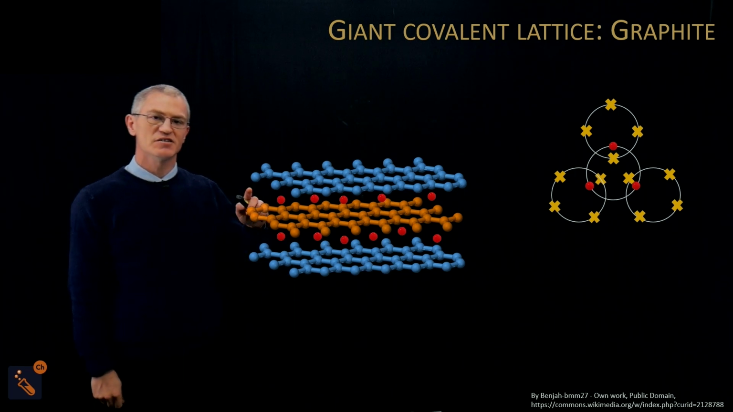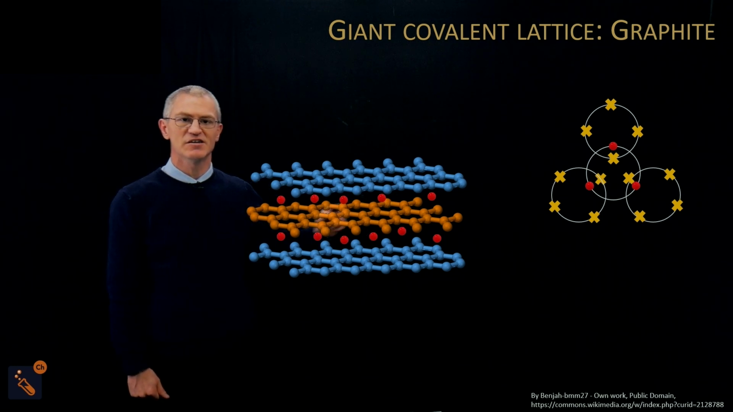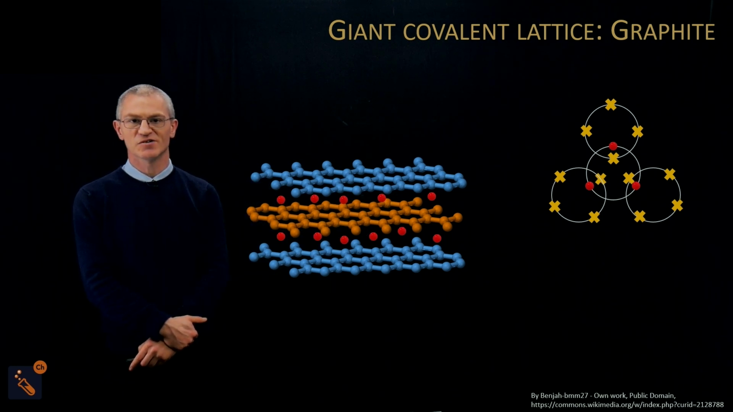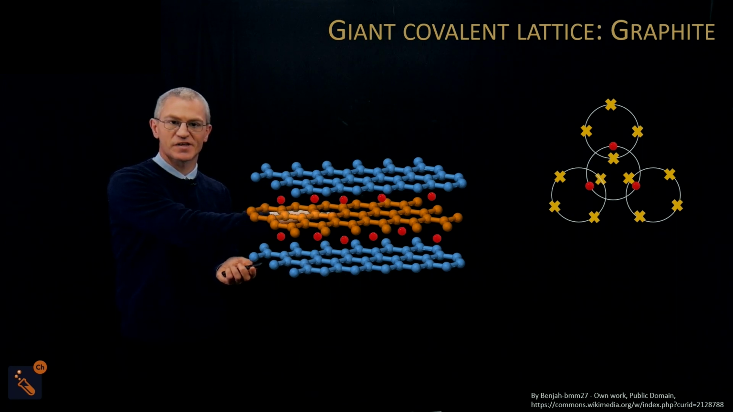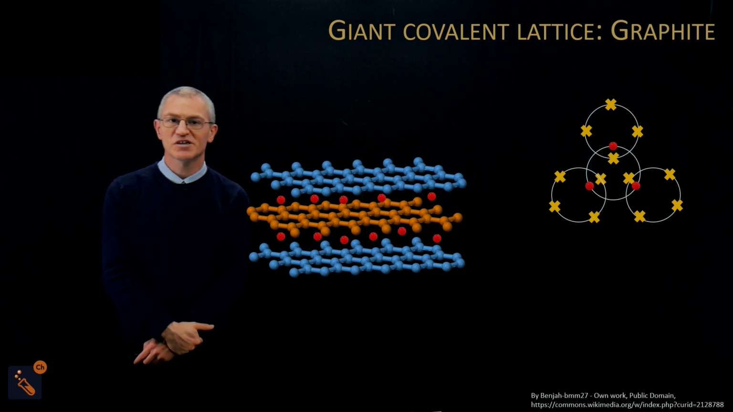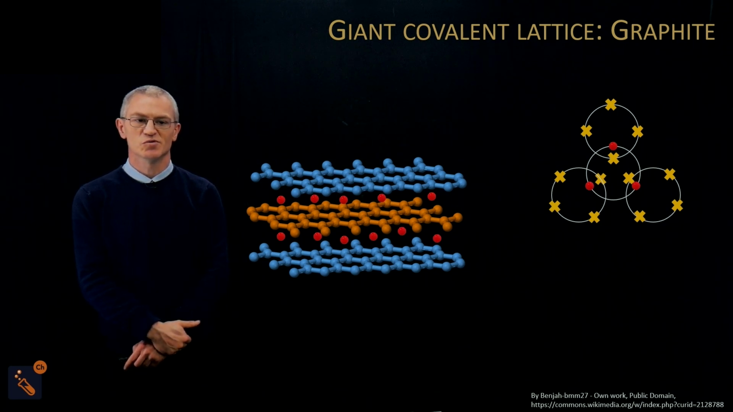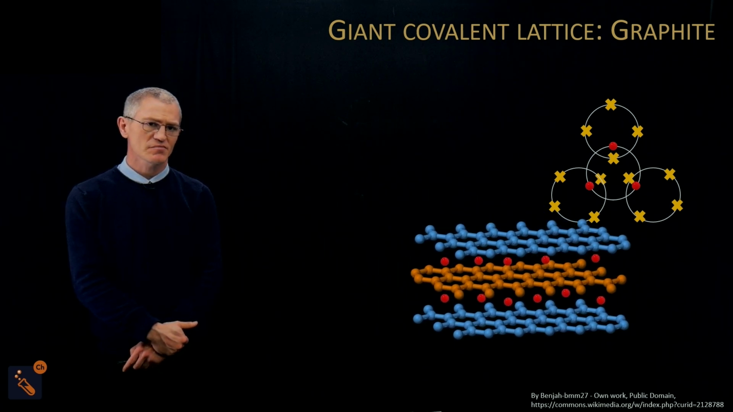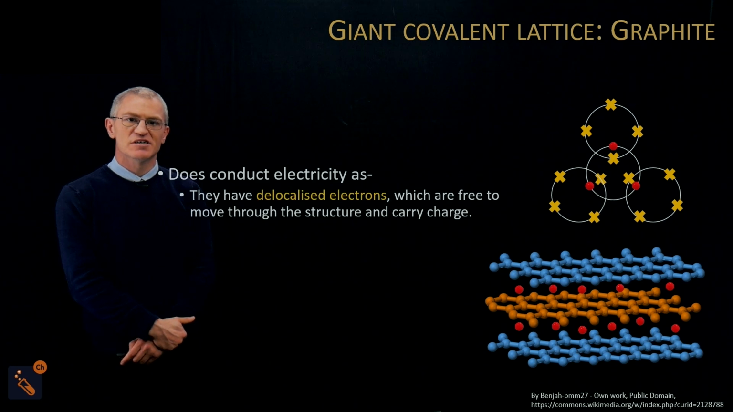Also, the delocalized electron gives a London dispersion force between the layers. Now that London dispersion force is really, really weak, which means that the layers slide over each other. Okay, so because of those, it can be used in pencils and as a lubricant, but we'll talk about that later. So there's our layers, there's our delocalized electrons, and let's summarize again.